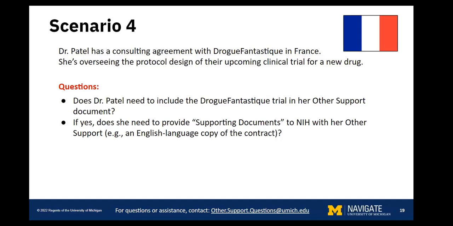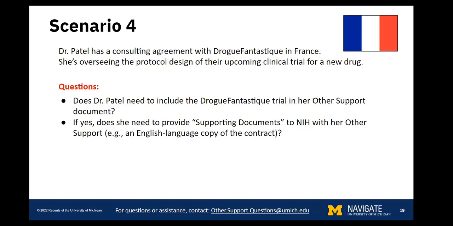All right. So again, the majority of folks said yes, and that it does need to be included in Dr. Patel's other support, and the majority said yes as well to the supporting document. The answer is yes, it does need to be included in Dr. Patel's other support. And then Melissa put in the chat, please clarify whether the agreement is with U of M.